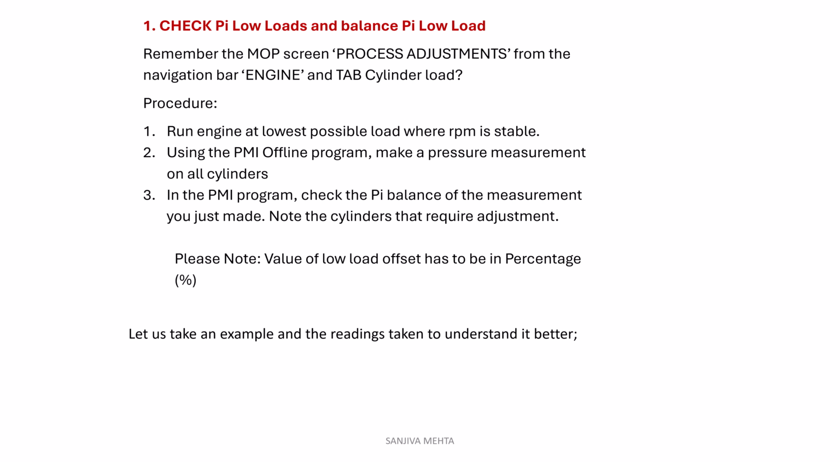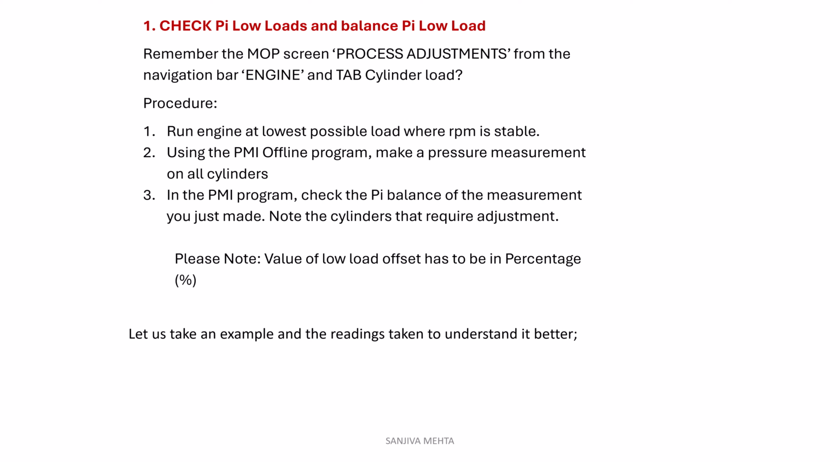Check PI loads, low loads, and balance PI at low load. So you remember, now go to the screen: Engine, Process Adjustment from the navigation bar. Remember that module 4 MOP screen, Process Adjustment from the navigation bar, Engine, and the Cylinder Load tab. There will be a tab on top. Go to Cylinder Load because your cylinder load is what you are balancing.